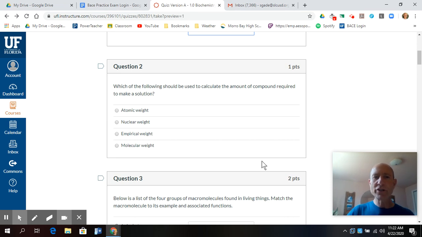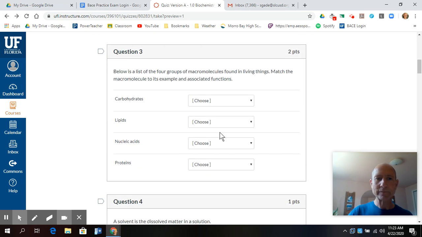Question 2, which of the following should be used to calculate the amount of a compound required to make a solution? I actually got this wrong when I did it because I didn't read it right. I thought it said which of the following should be used to measure the amount of compound required, and I chose empirical, and empirical means you saw it with your own eyes. I got it wrong because I didn't read the question. It says calculate, and in order to do the calculation you need to turn from the molar mass into grams so that you can use the scale or the balance. So that would be the molecular weight that you would need to use.